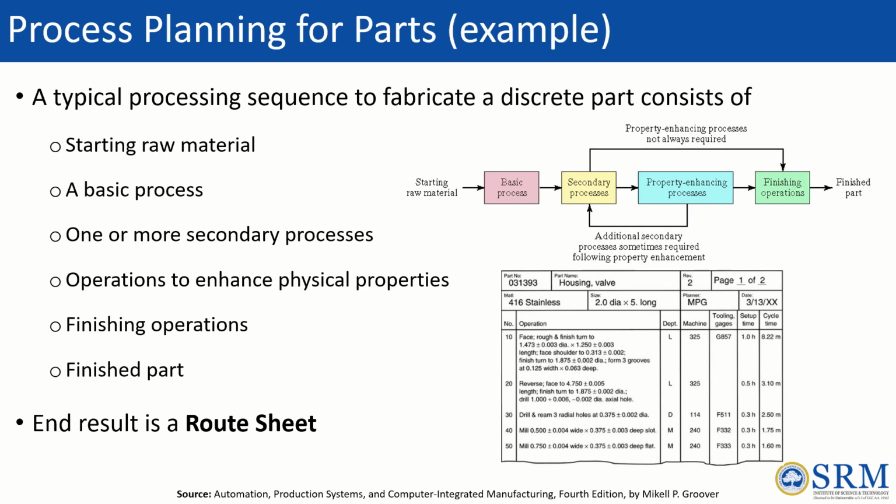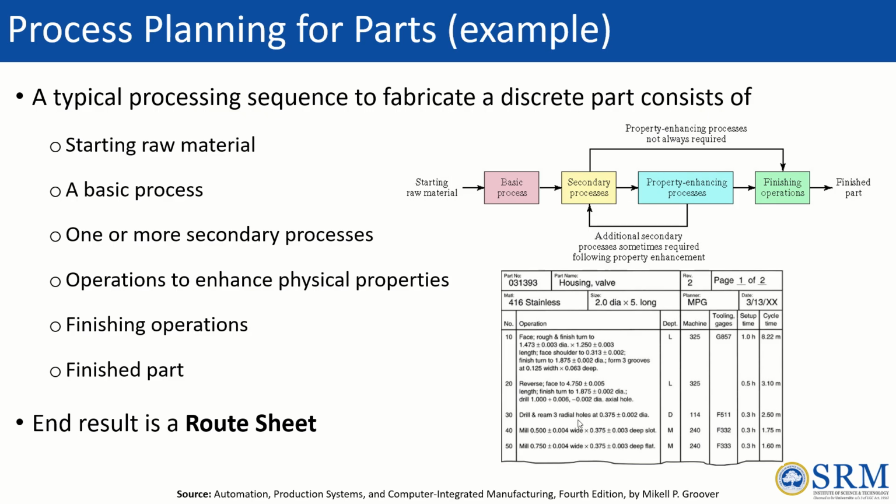A typical process planning sequence of parts begins with selecting the raw material. This is followed by the primary manufacturing process such as casting or forging. Secondary operations like machining are then performed. Additional treatments may be applied to improve the mechanical properties, followed by finishing operations such as polishing, coating or heat treatment. The final output is documented in the form of a route sheet, as shown in the figure.